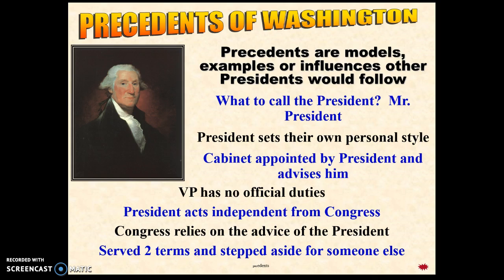He creates the cabinet to advise him. He gives the vice president no official duties, and none are really given to him by the Constitution. The president acts independently from Congress. Congress relies on the advice of the president, and he serves 2 terms. So you can see several precedents that he sets during his first term. So that concludes our discussion of President Washington's domestic problems. We'll then continue with his foreign policy issues later on.